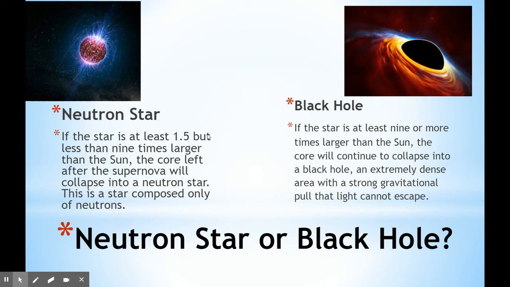If the star is greater than 9 times bigger than our sun, then the star will collapse in on itself and kind of turn itself inside out. And this becomes what we call a black hole, which is an extremely dense area with a very strong gravitational pull that even light cannot escape. Most astronomers believe that a black hole is what is at the center of all galaxies. It has enough gravity to hold billions of stars in orbit around it.